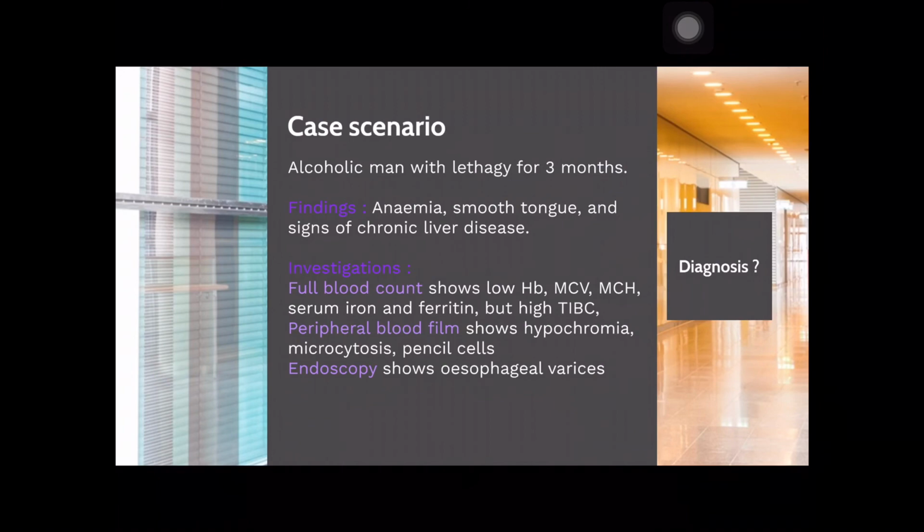An alcoholic male patient comes to seek medical attention as he has suffered lethargy for almost 3 months. Anemia, smooth tongue, and signs of chronic liver disease are found during physical examination. Full blood count shows low hemoglobin, low MCV, low MCH, low serum iron and ferritin but high total iron binding capacity, whereas peripheral blood film shows hypochromia, microcytosis, and pencil cells. Endoscopy shows esophageal varices. So in your point of view, what do you think of the diagnosis? And answer reveal in 3, 2, 1.